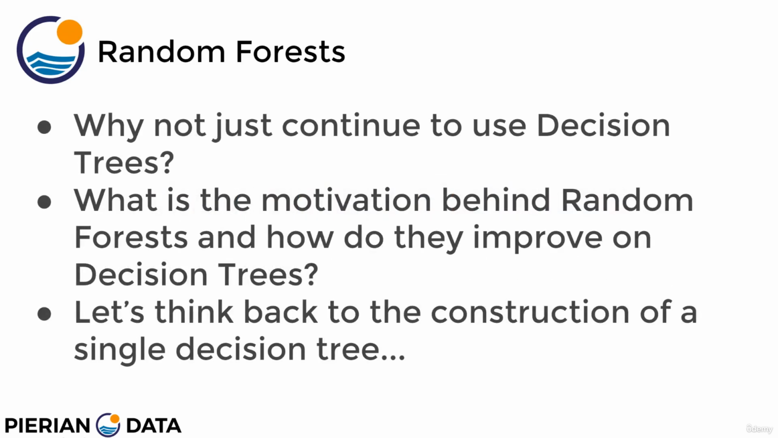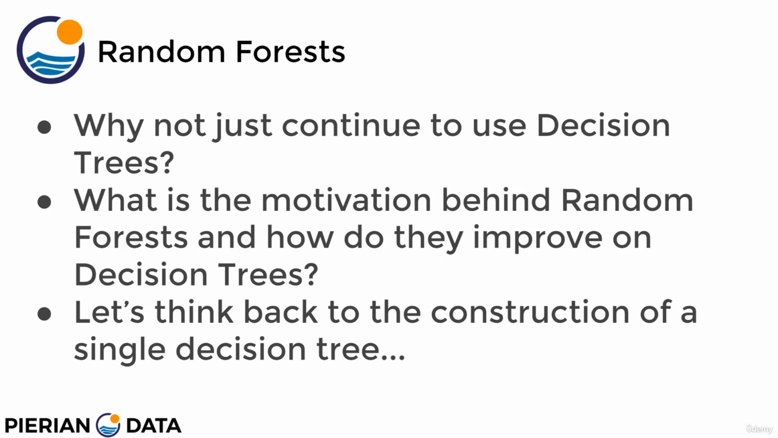To really understand random forests, we have to understand them in the context of an improvement off a single decision tree. So we have to answer the following questions. We need to understand, why don't we just continue to use a decision tree? We saw in the previous section of the course, decision trees are highly interpretable and they perform quite well on certain data sets. So what are the key limiting factors behind a single decision tree? And what is the motivation behind random forests, and specifically, how do they improve on decision trees?